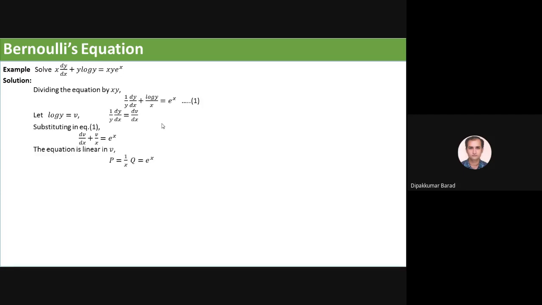So p equal to 1 by x, q equal to e raised to x. Again, integrating factor: e raised to the integration of 1 by x dx, which I get as x.